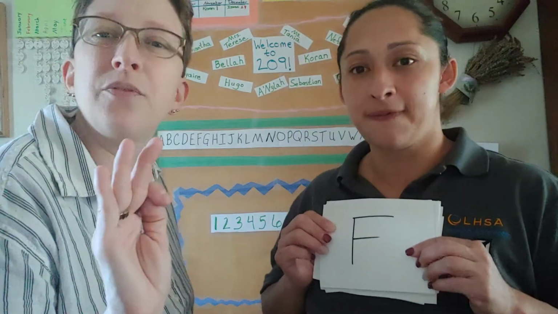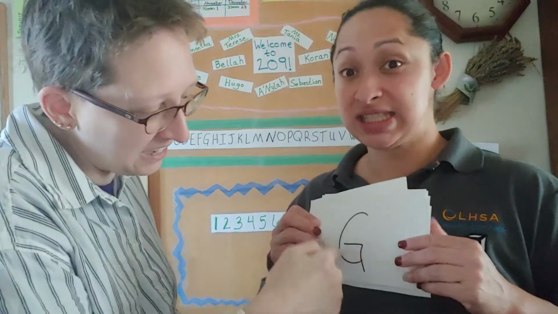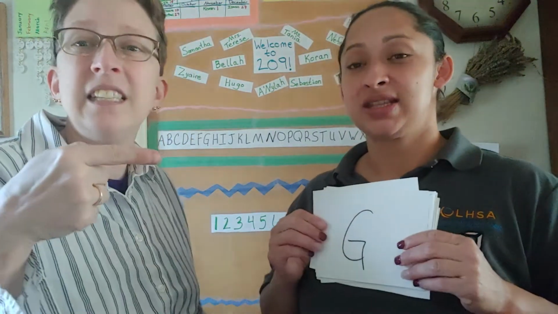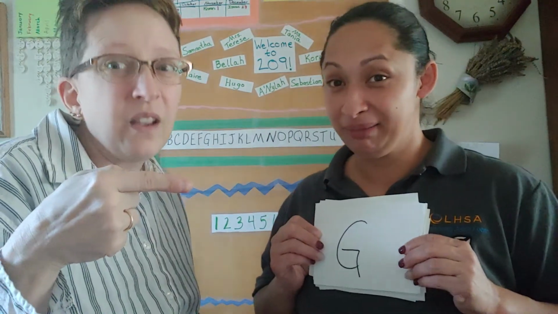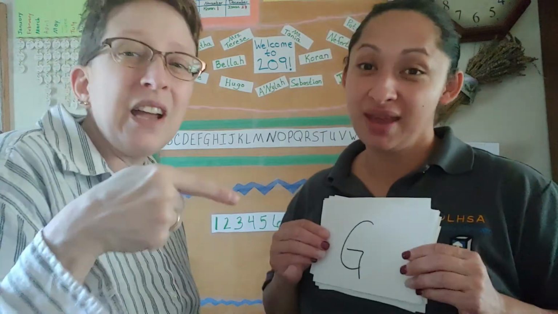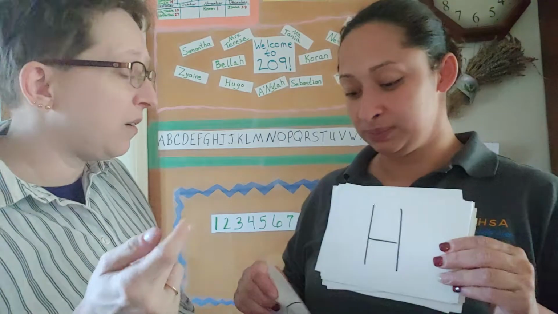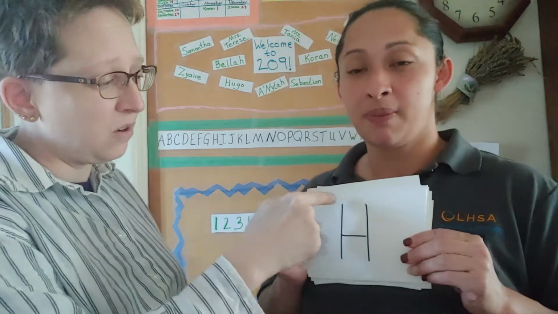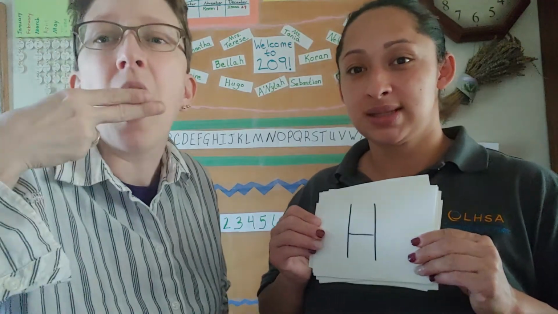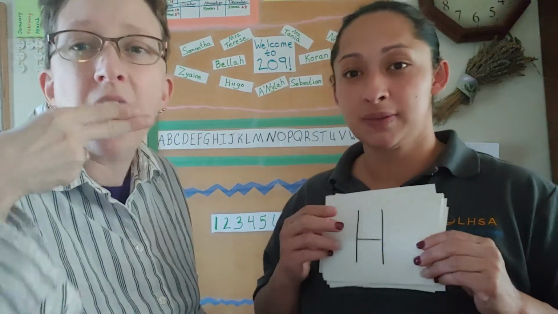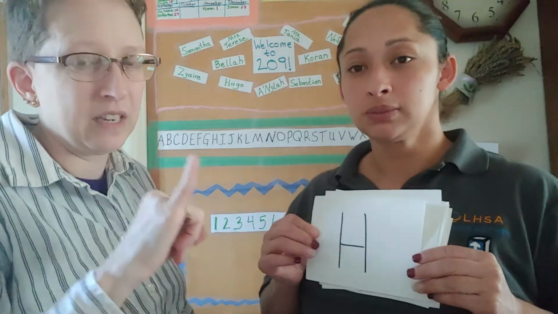Now we're moving on to the G. The G says, it's okay. The G says G. Every letter makes a sound. That's perfectly all right. We just move on, right? Here we go. This is the fun one. This is the H. The H says, every letter makes a sound.